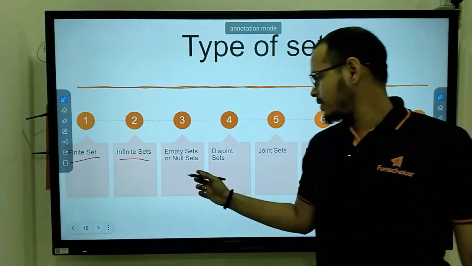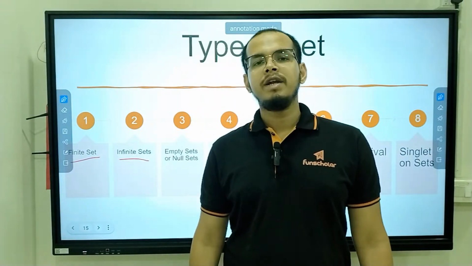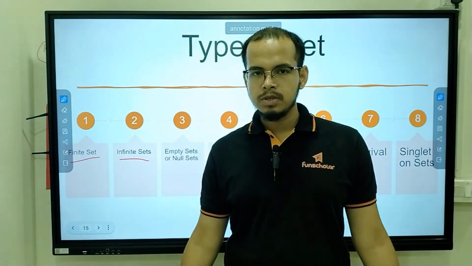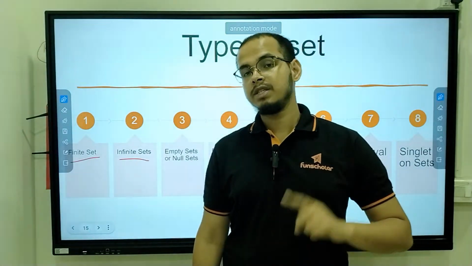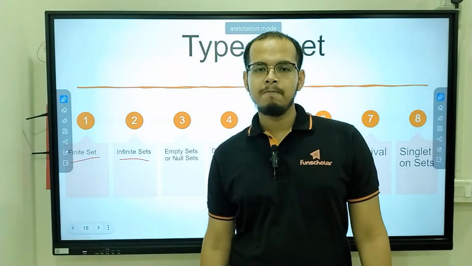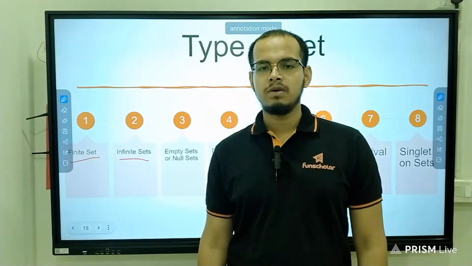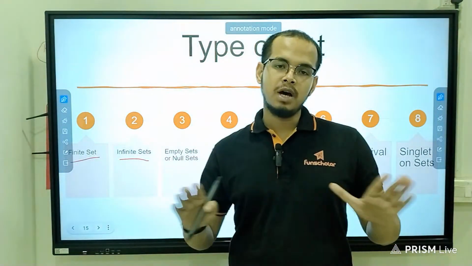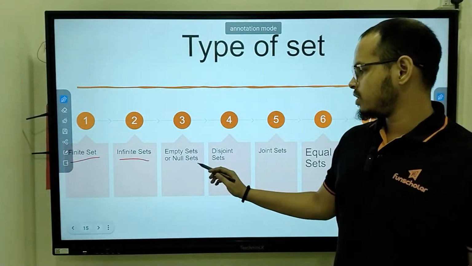Okay, next is empty or null sets. For example, if I say negative numbers between plus 1 and plus 5, there are no negative numbers between plus 1 and plus 5, right? That is a null set. If I ask, what is the possibility that the sun rises from the west? You're like, what are you even saying, sir? The sun cannot rise from the west. Again, this is a null or void set. It cannot be possible. Okay, so that is the empty or null set.